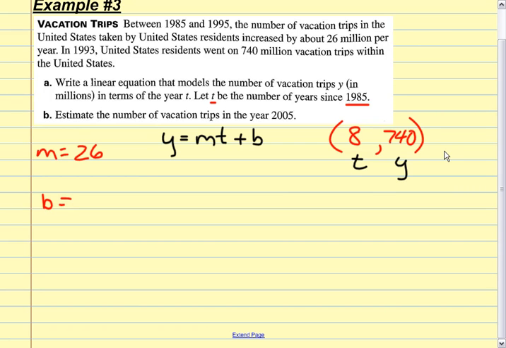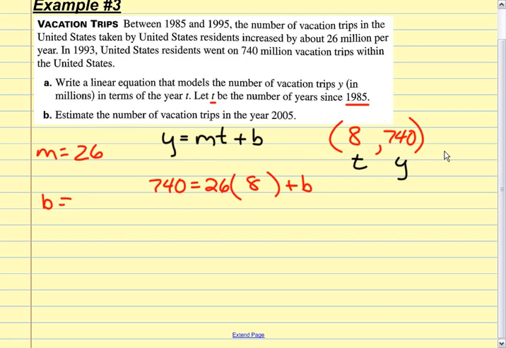Now, Kyle, you were helping me fill in the information that I know for this equation so I could get the y-intercept. So what should I put in place of y? You should put in 740. 740 is equal to, what goes in place of m? 26. 26 is the slope. How about in place of t? 8. 8 for t, plus b. So the only thing I don't know is the y-intercept. This is going to figure it out for me, okay?